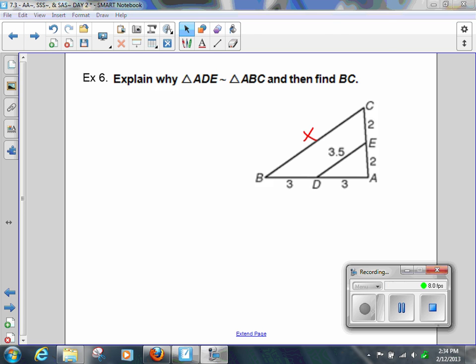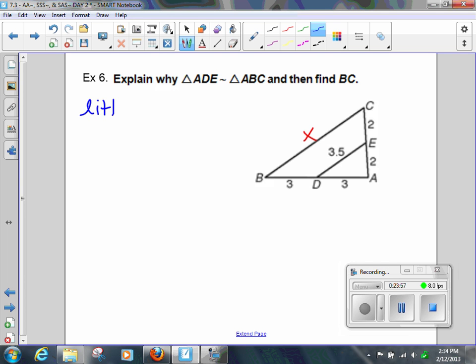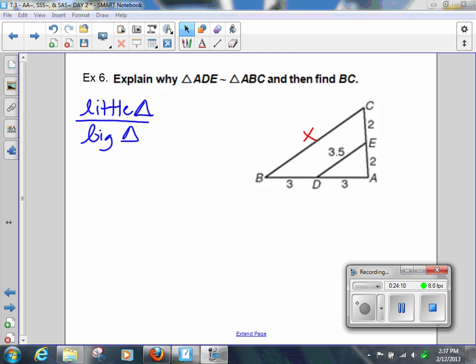Go. Do it. You need to remember, just for a guide, I would use little triangle to big triangle. I could use big triangle to little triangle, just as long as you keep it in the same order. Okay? See what you can do with that. Little triangle: what's one of the sides for the little?